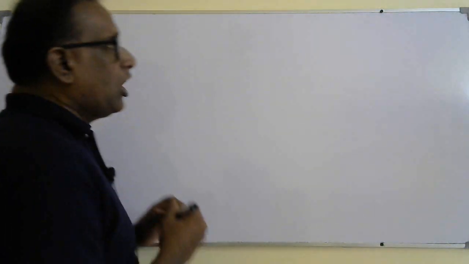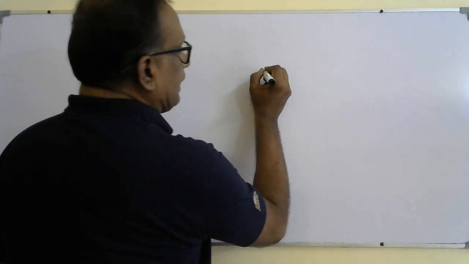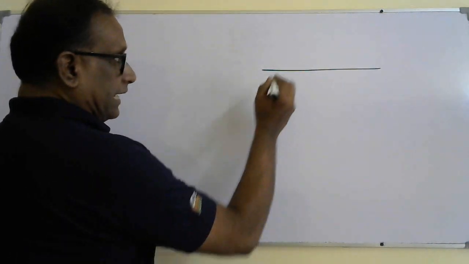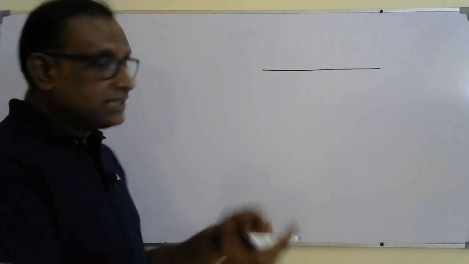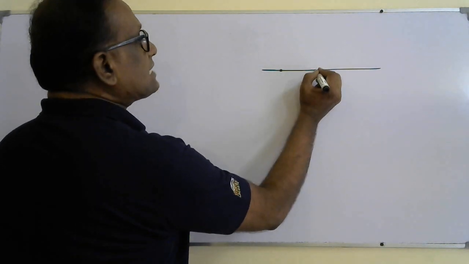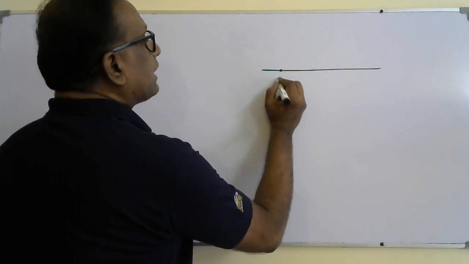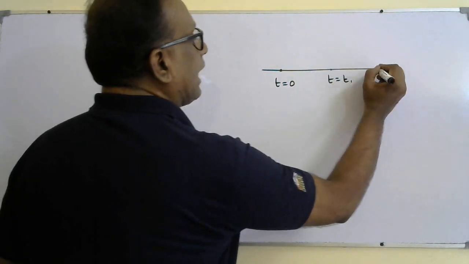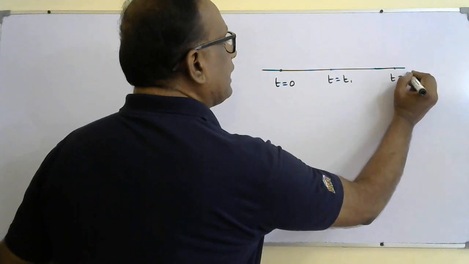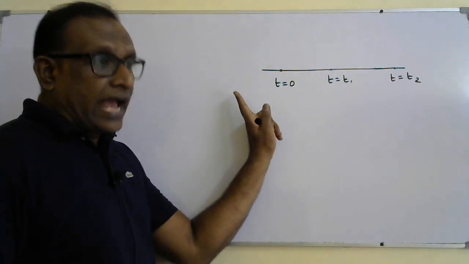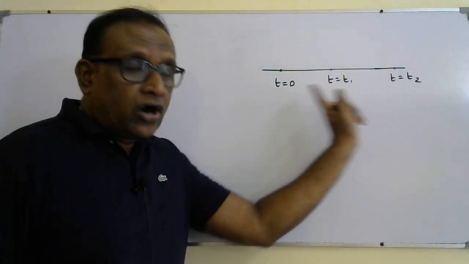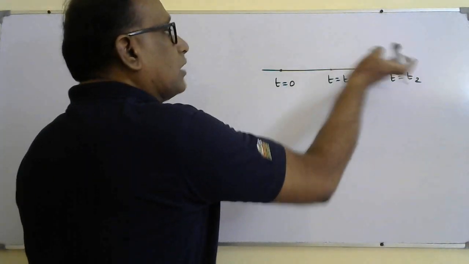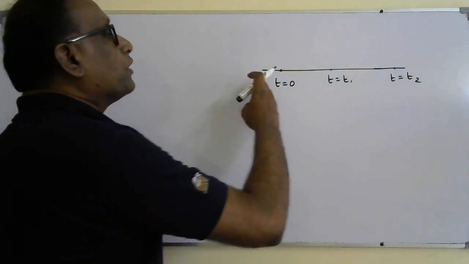Say for example, when an object moves on a straight line, a rectilinear motion, and the object is accelerating at different instances, when t equals 0, at t equals t1, at this point when t equals t2, the direction of acceleration should be along the direction of velocity, and the direction of velocity will be along the straight line because it's moving on a straight line, right?